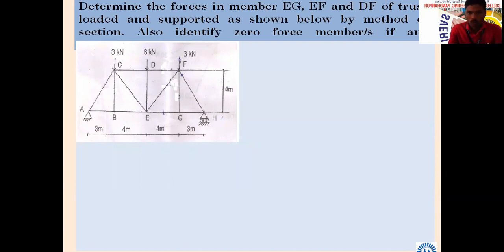What is zero force? Zero force means the member in which the force is zero is called a zero force member. As simple as this.